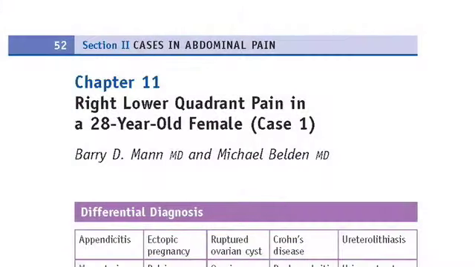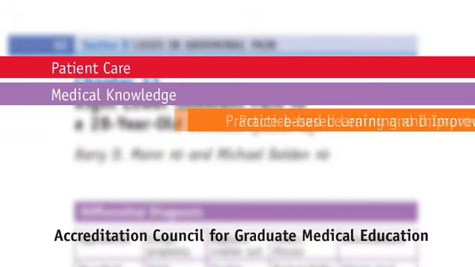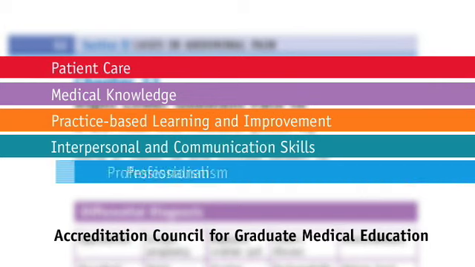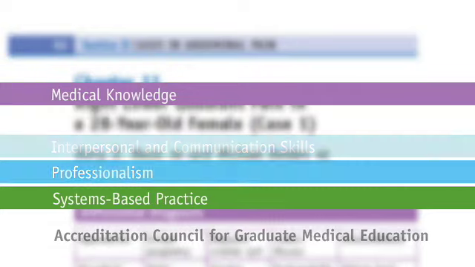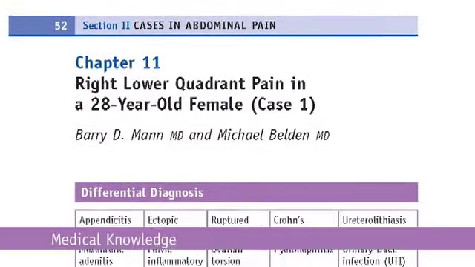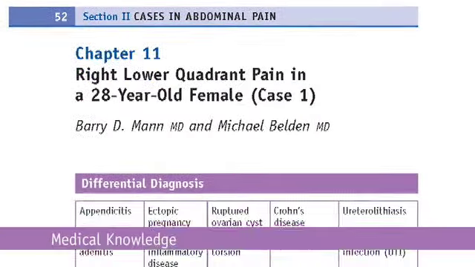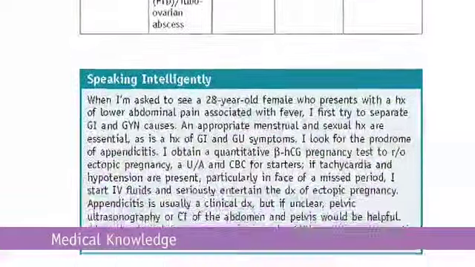Every one of the 53 case-based chapters embeds the 6 competencies set forth by the Accreditation Council for Graduate Medical Education and teaches the student how to think about many different aspects of inpatient and outpatient problems seen on a surgical rotation. Each case-based chapter begins with a differential diagnosis, followed immediately by speaking intelligently, which shows concisely how to sort through the differential diagnosis.